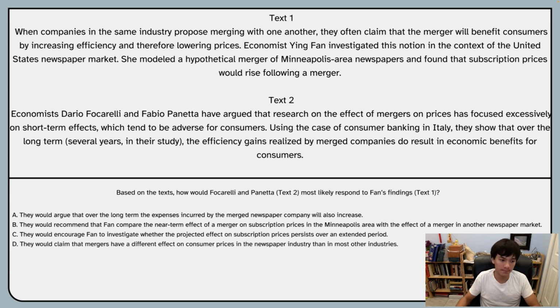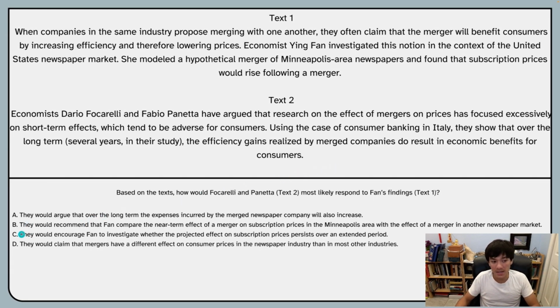Let's look at A. They would argue that over the long term, the expenses incurred by the merged newspaper company will also increase. We know that this is false because Text 2 is arguing that in the long term, efficiency gains would benefit consumers. Not that the expenses incurred will increase. We're talking about consumers. We're not talking about the merged newspaper company, and we're especially not talking about expenses increasing. So we know that A is not correct.